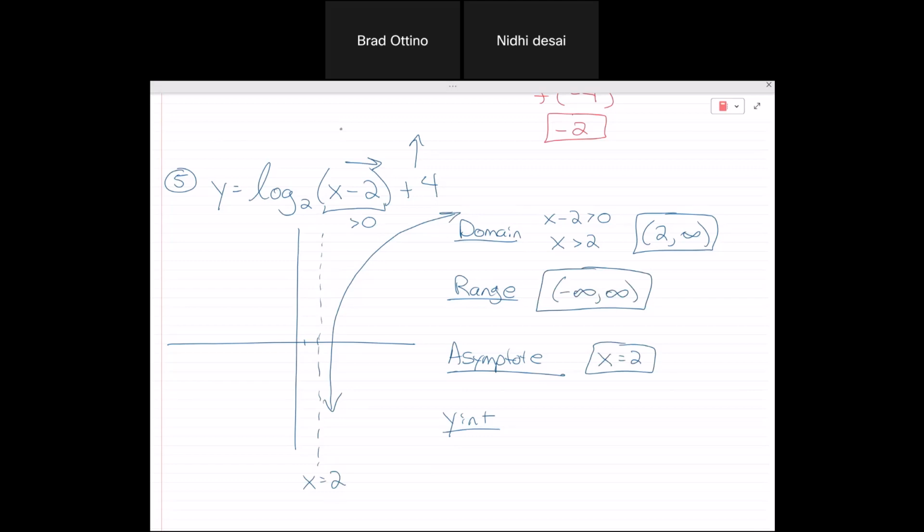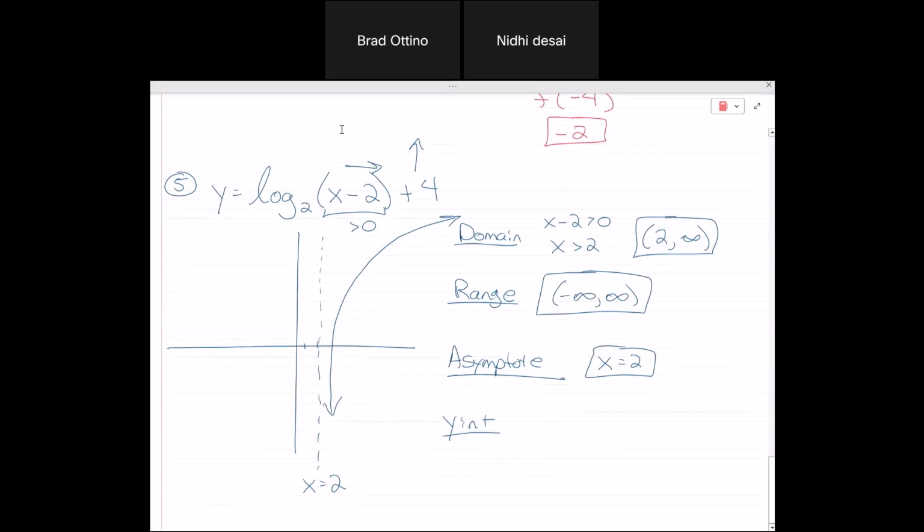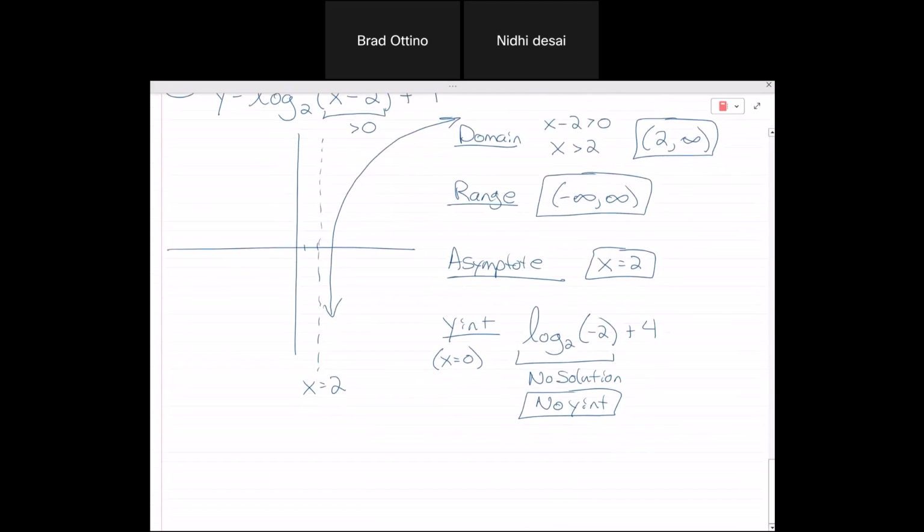And then the last part is we have to figure out the y-intercept. It doesn't look like this graph has a y-intercept. The way you would usually get the y-intercept is you plug in 0 for x. So for this graph, it doesn't cross the y-axis at all, so this isn't going to have a y-intercept. If you try to do it, you get log base 2 of -2, and you know that there's no solution for this. So there's no y-intercept. And obviously that's because this graph went to the right.